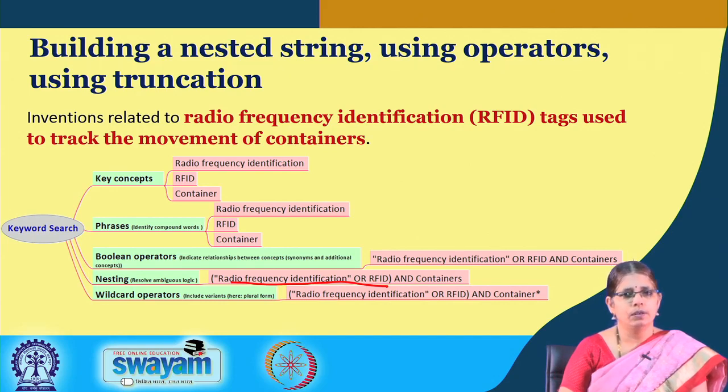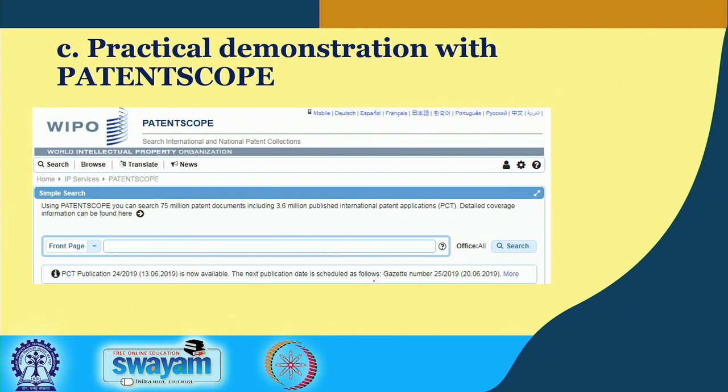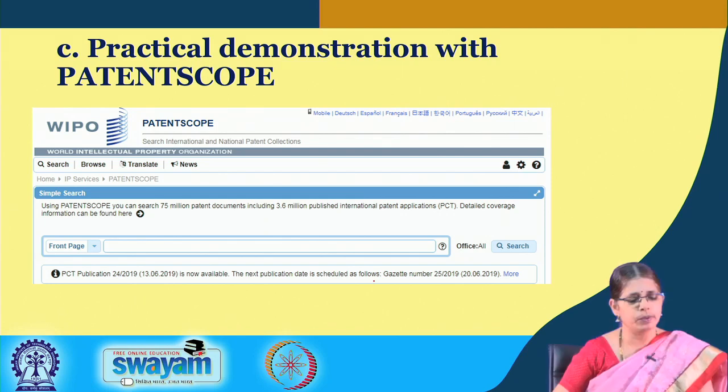So, with this we have understood the aspects of how the keyword search is done using structure search and the need of understanding how to build a very efficient search query. Let us understand the practical demonstration of these set of keywords using patent scope.